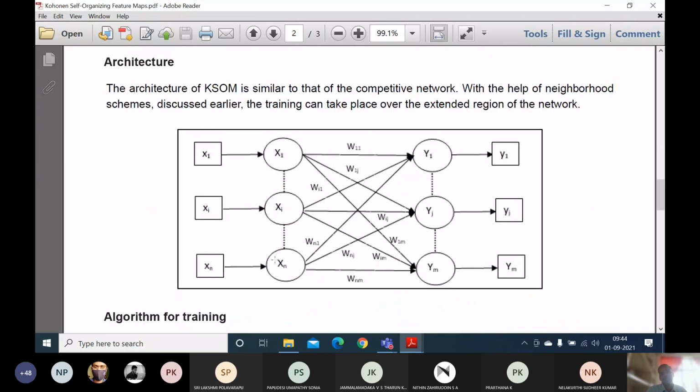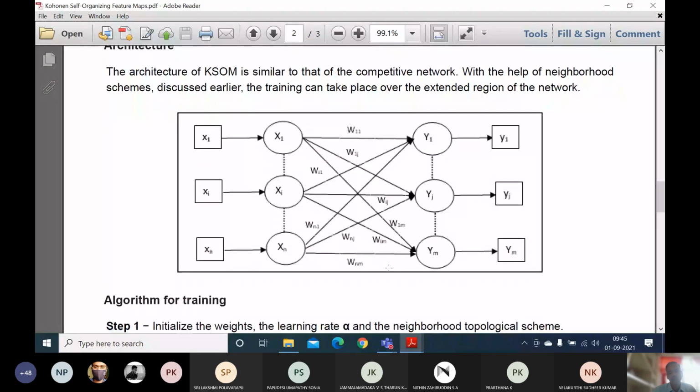So this is the self-organizing map, coherent self-organizing map. This architecture is similar to that of the competitive network. X1, X2, X3 up to Xn is nothing but the input supplied to the network. With the help of the neighborhood schemes, either I may go for a rectangular grid or I may go with the hexagonal grid. So I try to process the input pattern, and I try to get the outputs over there.